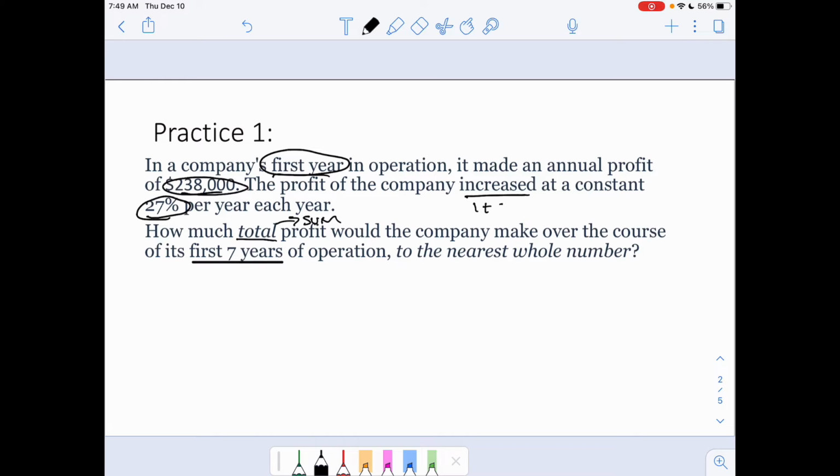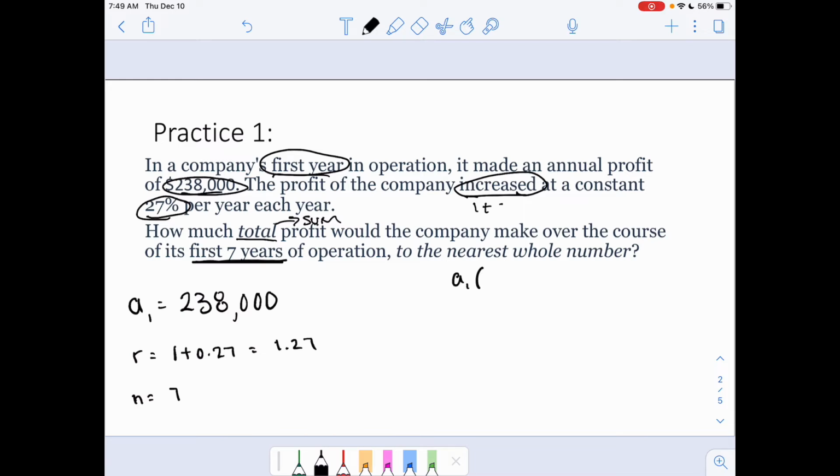All right, let's go ahead and identify our key pieces. What's our first term? Well, they made $238,000 in their first year, so that's my first term. What is my r? Well, it says increased at a constant 27%, so it's going to be 1 plus 27% written as a decimal. And then my n is 7, because it's asking me to find it after its first 7 years of operation.